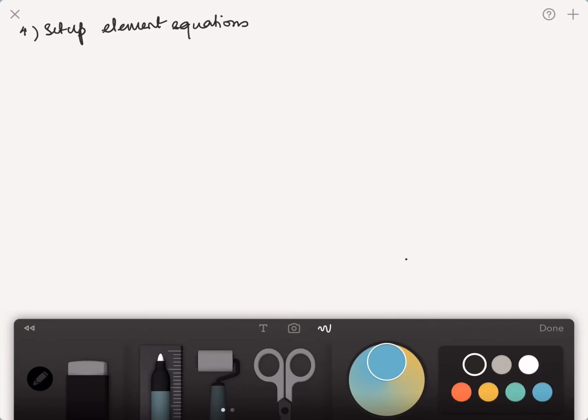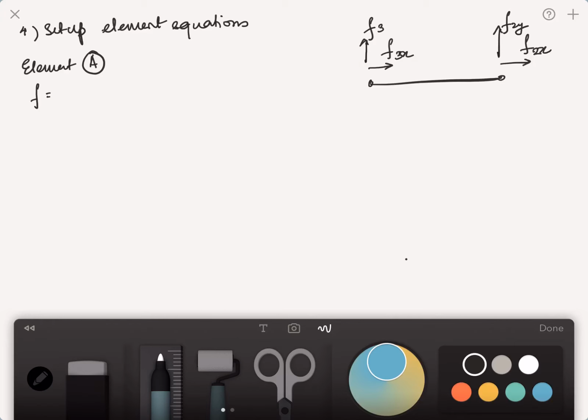So we have the local force vector, the local displacement, and the local stiffness. That's quite easy to set up. If we just write here element A first, then we will have F is equal to, so I have the element here, then I have F3, F2, and these are all in direction X, and then you have F2Y and F3Y. So that the force vector is written as then F3X, F3Y, F2X, F2Y.